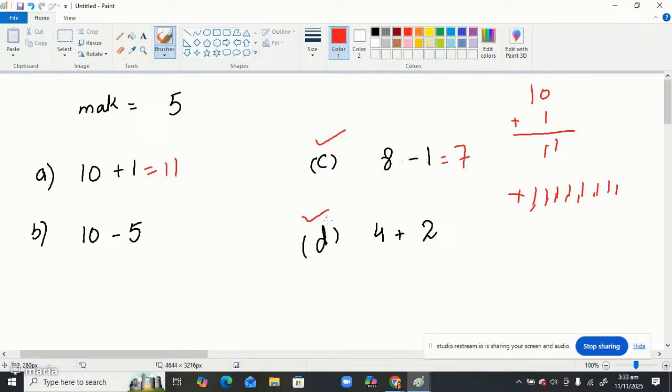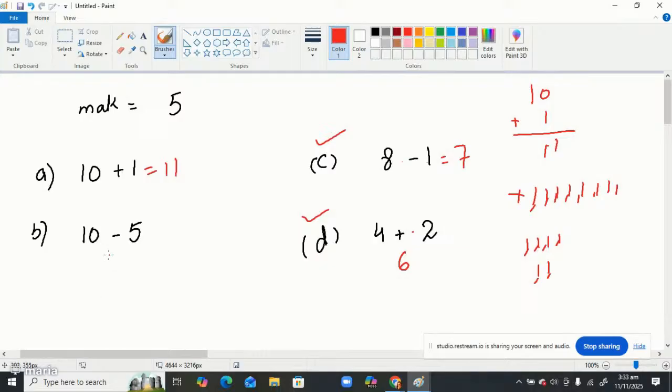Now let's do this one. 4 and 2. It's addition. First draw 4 lines, then draw 2 lines, then count it all together. It's 1, 2, 3, 4, 5 and 6. So here the answer is 6. This is also not an answer.